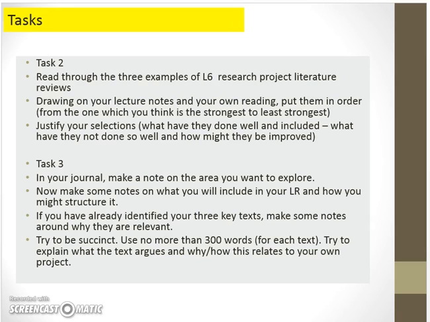Try to be succinct here. When talking about your 3 key texts, try to use no more than 300 words for each text. Use that 300 words to explain what the text argues and why or how this directly relates to your own project's aims, research questions, or objectives.